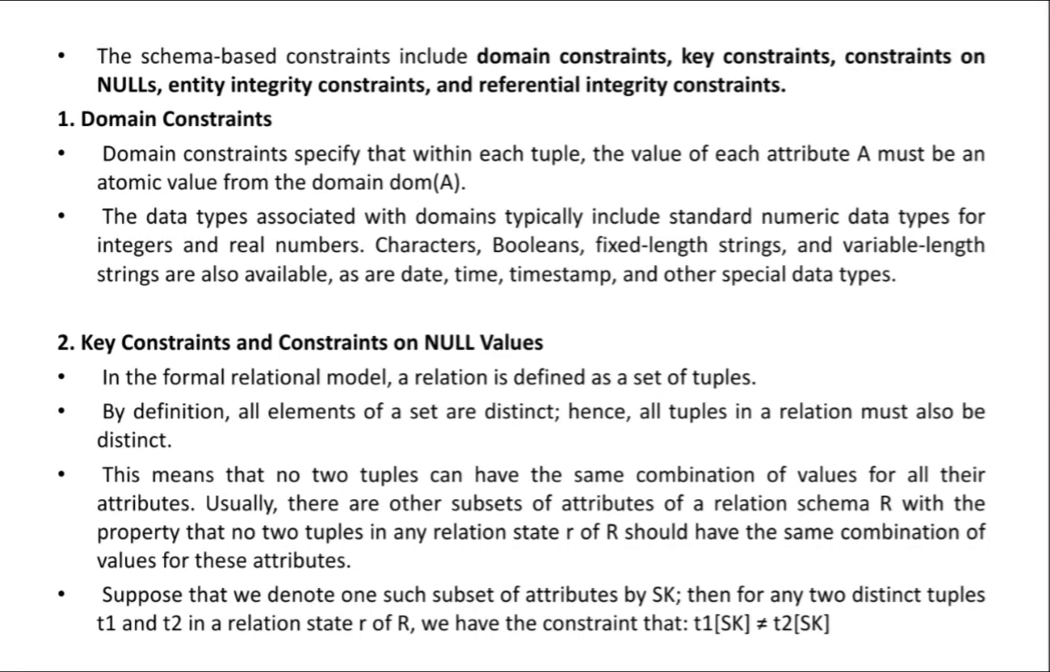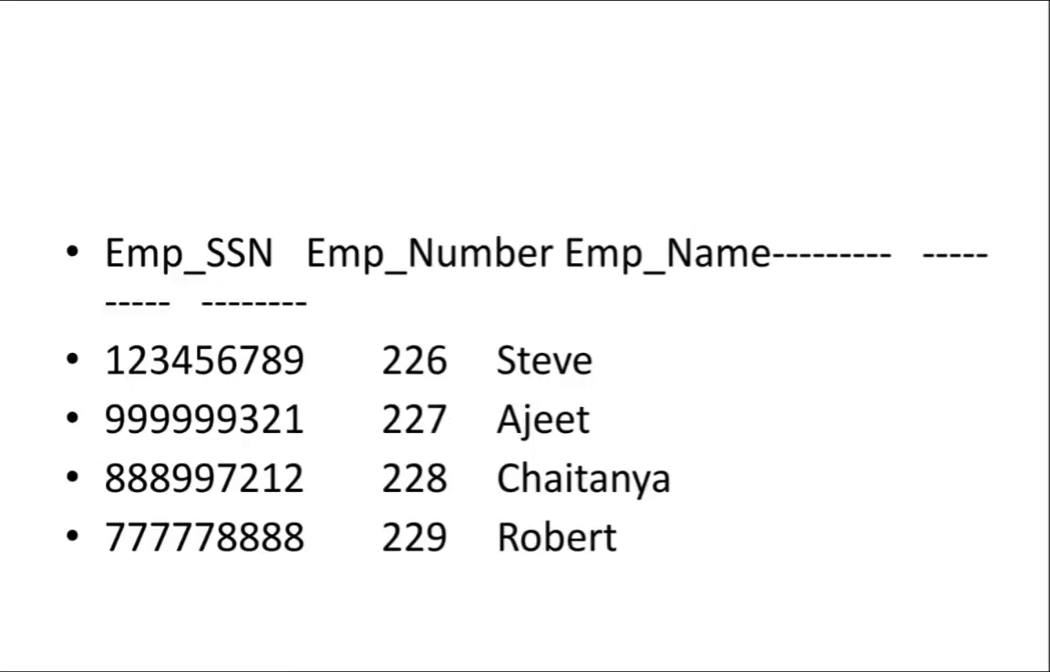Next is key constraints. So what is a key constraint? By definition, I can say key constraint means all elements of a set are distinct. Hence, all the tuples in a relation must also be distinct. For example, you can see this is a table with three columns: employee SSN, employee number, employee name. Key constraint tells that whatever the values present in these rows, here total four rows, four records are there.